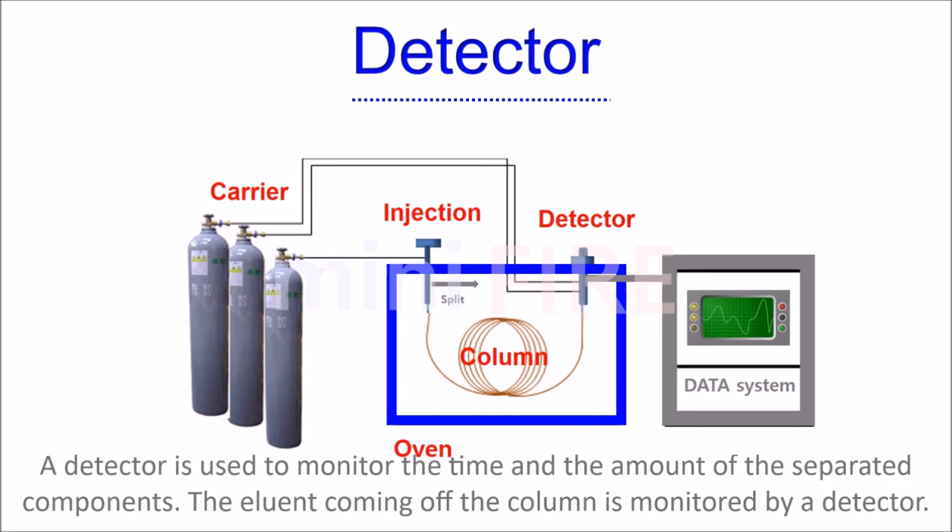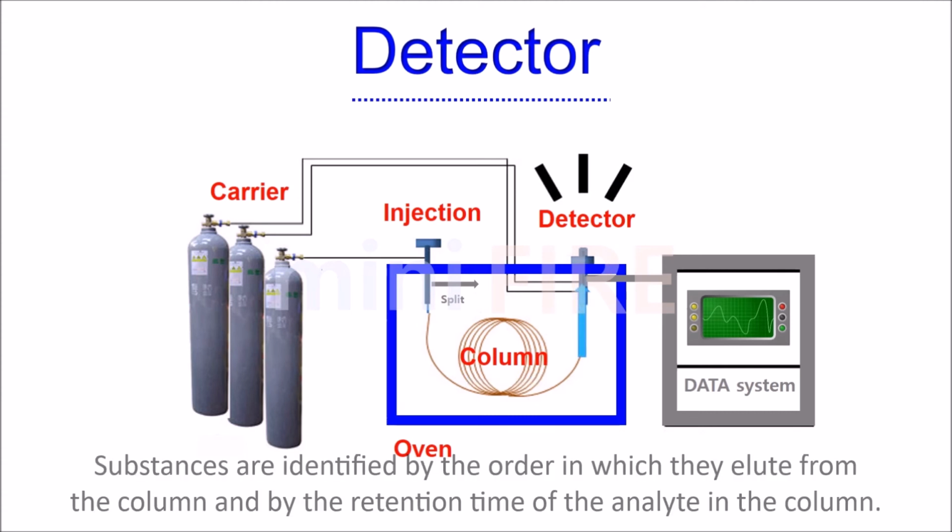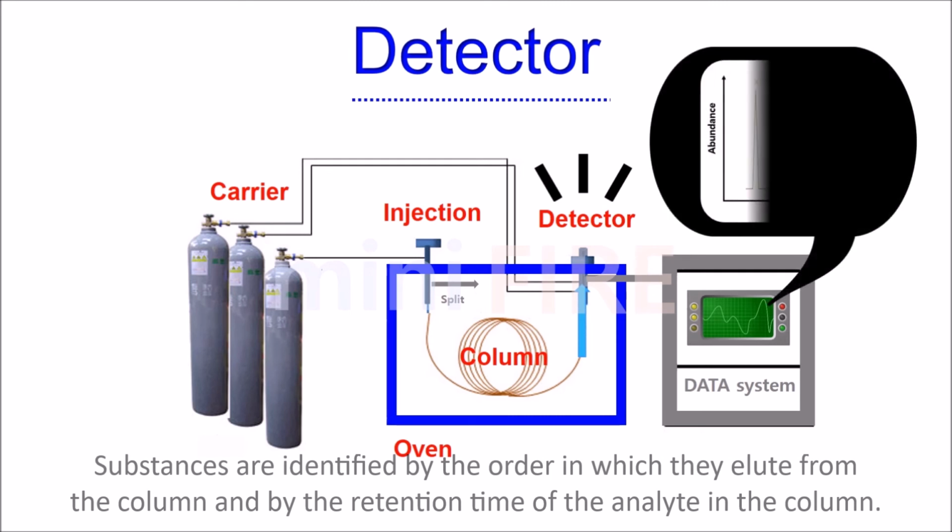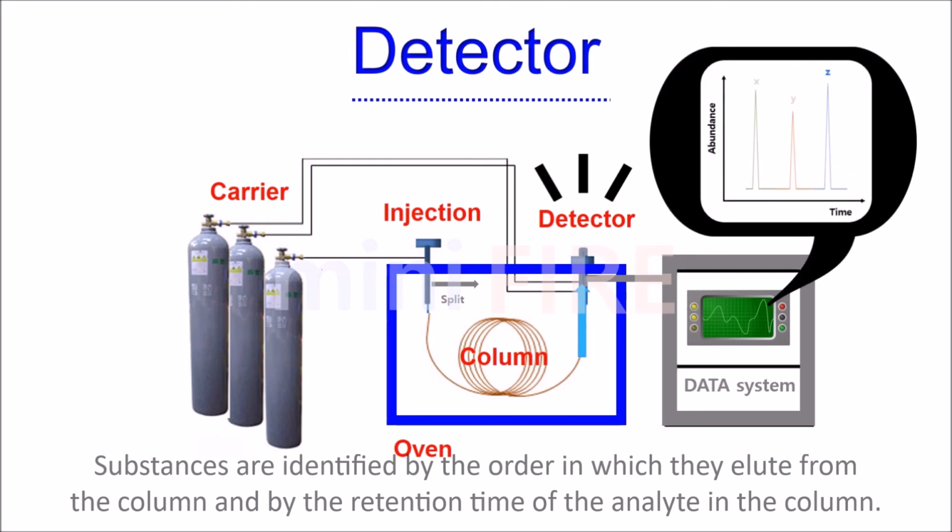A detector is used to monitor the time and the amount of the separated components. The eluent coming off the column is monitored by a detector. Substances are identified by the order in which they elute from the column and by the retention time of the analyte in the column.